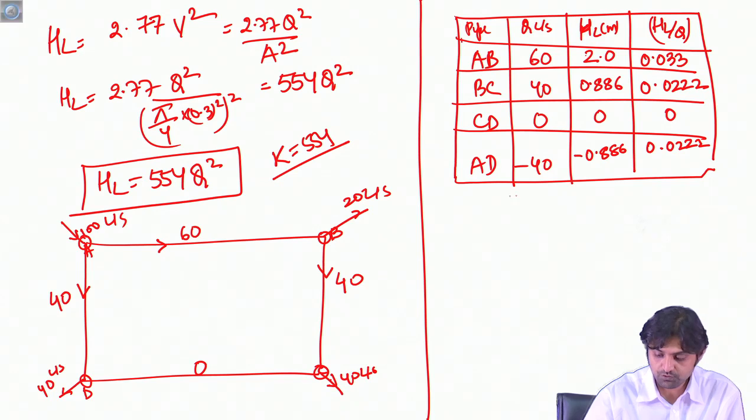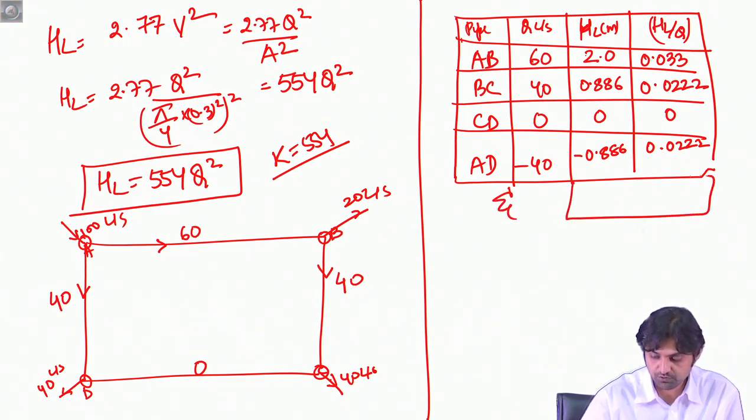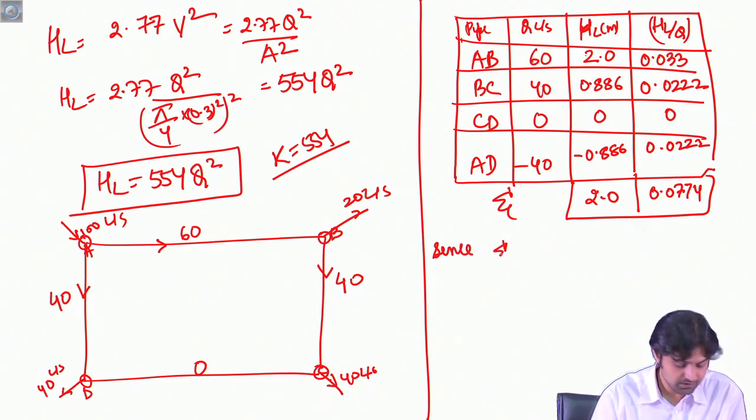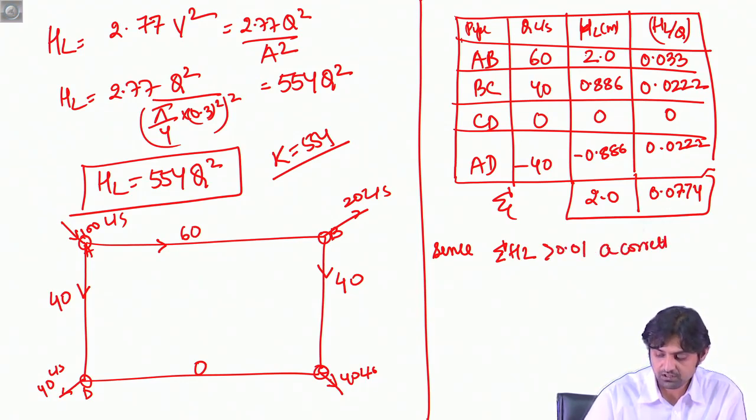Fine. So we have to do the summation here, we have to find the summation of only these two quantities. If you sum this, you will find HL is 2.0 and HL by Q is coming to be 0.0774, alright. So since the sum of head loss is greater than 0.01, a correction factor has to be applied. And what is that correction factor?